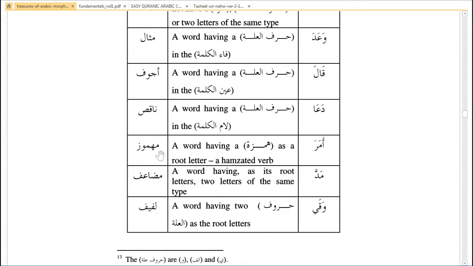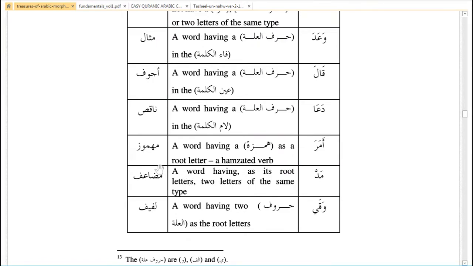Another one is mahmuz. Mahmuz is when there's hamza as the original letter, not hamza wasl or something which is added. The original word has hamza. For example, amara, on the wazn of fa'ala: the alif, or hamza, is the original letter in the word.